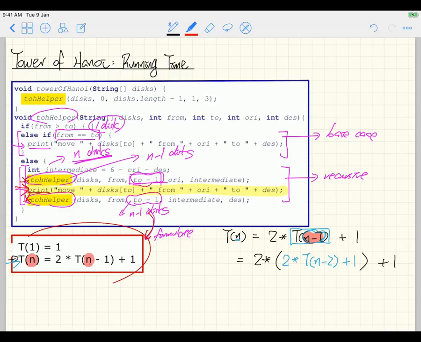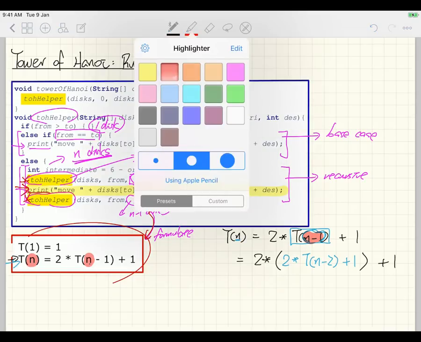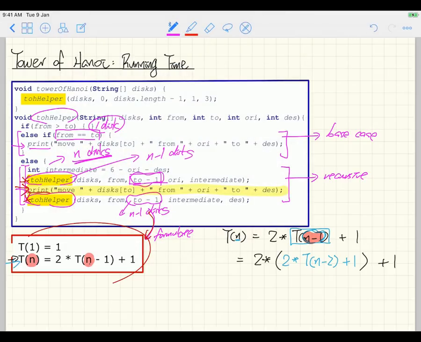Let's do one more time. Let's say I use pink over here. How do I unfold this one particularly? That would be 2 times T of n minus 2 minus 1, which is n minus 3, plus 1. And then I will simply get everything else also into the context, and then we can talk.